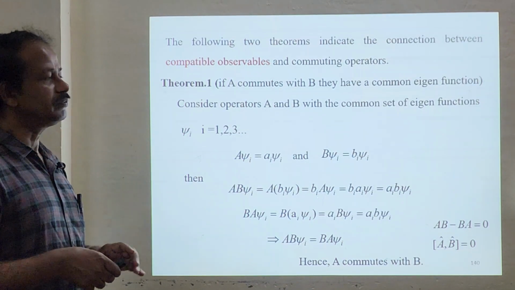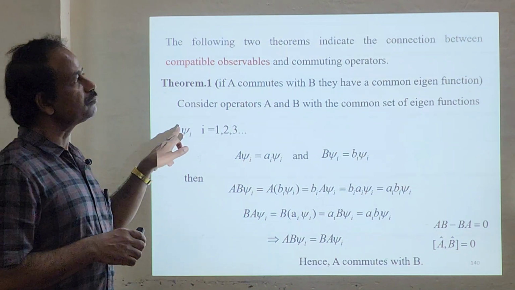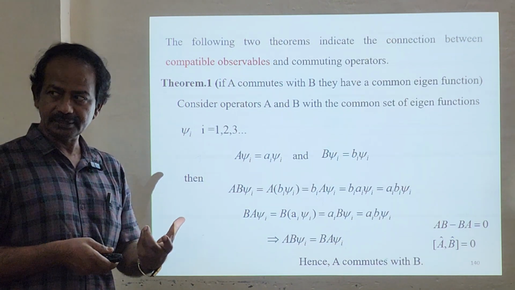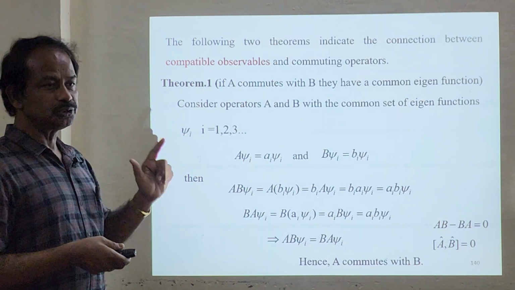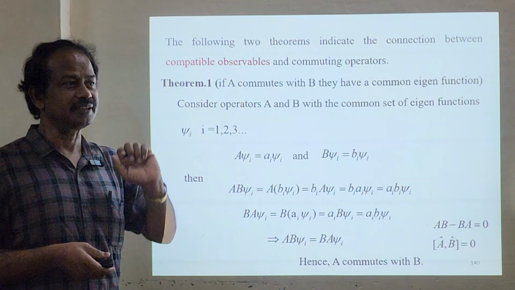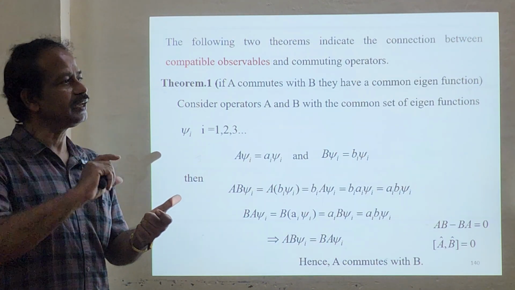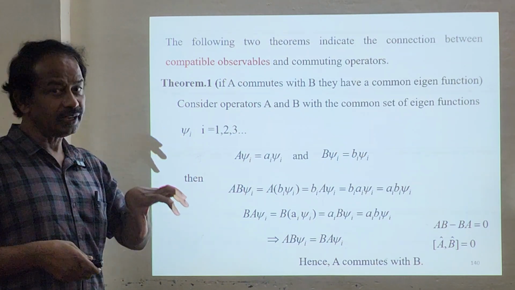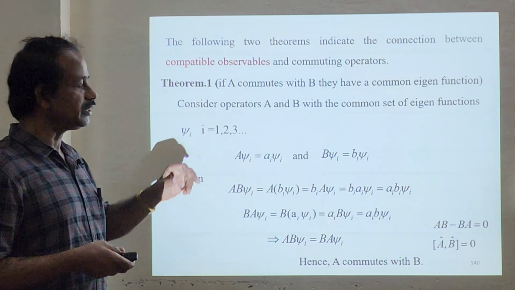The following two theorems are very important related to simultaneous measurability of observables. They indicate the connection between compatible observables and commuting operators. First theorem: if A commutes with B, so [A, B] equals 0, then they have a common eigenfunction. We are going to prove whether they have a common eigenfunction or not. As I said earlier, A acts on psi, B acts on psi, so they will have a common eigenfunction if A commutes with B, for a set of eigenfunctions psi_i, with i going from 1 to 3.